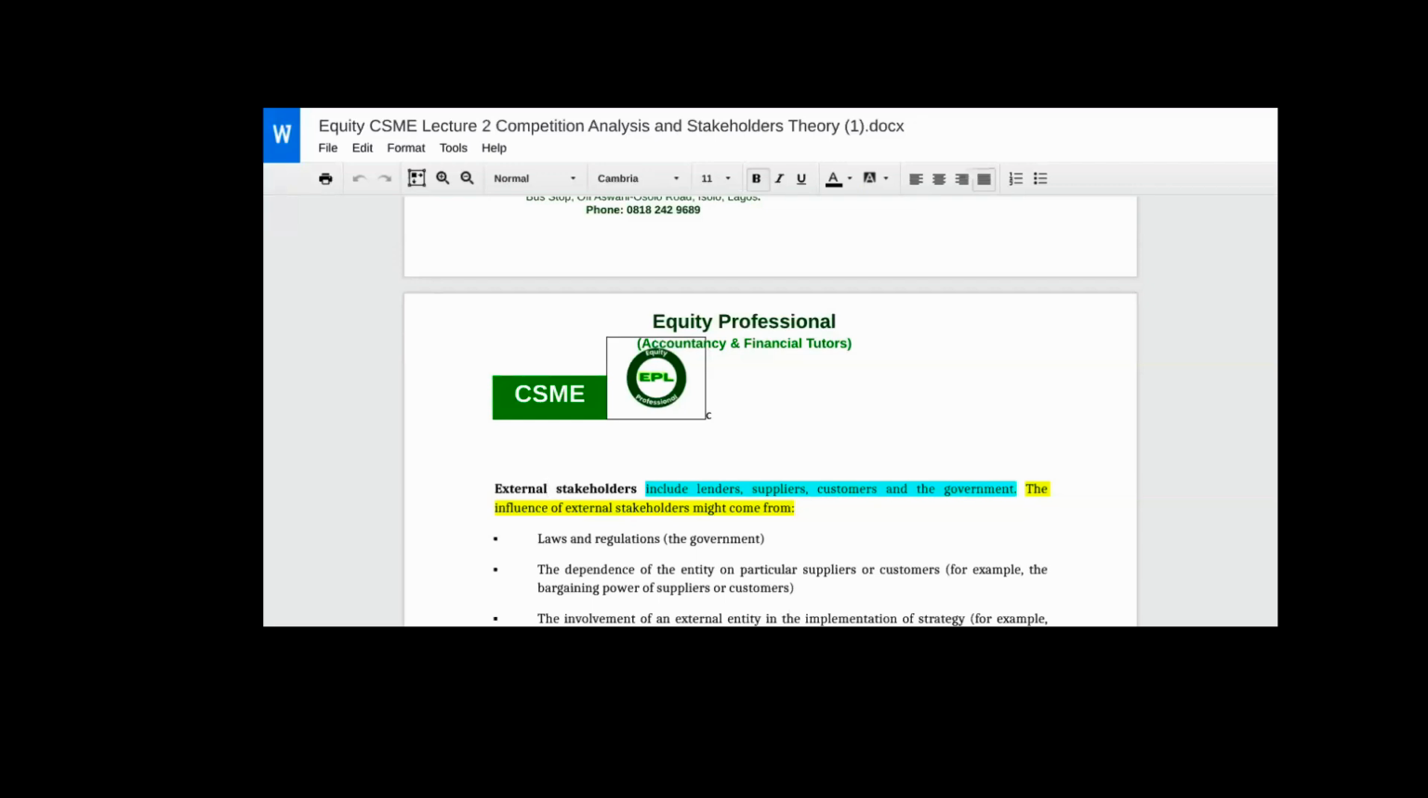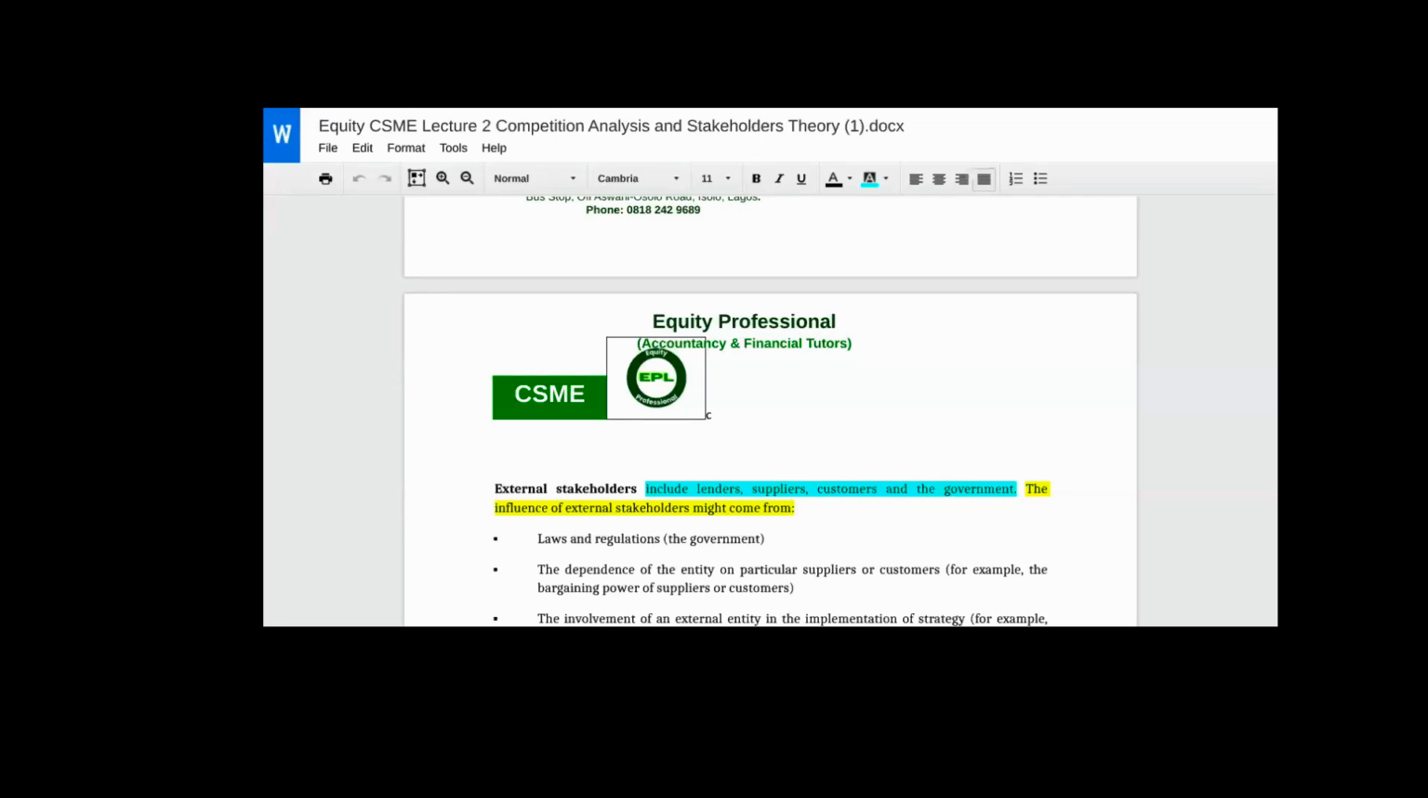Examples of the external stakeholders are the lenders, the suppliers, the customers, and the government, including the host community, the media houses, and the pressure groups. They are good examples of what we call external stakeholders. These external stakeholders are less affected, but they can mount some pressure on the company and they monitor the activities of the company.